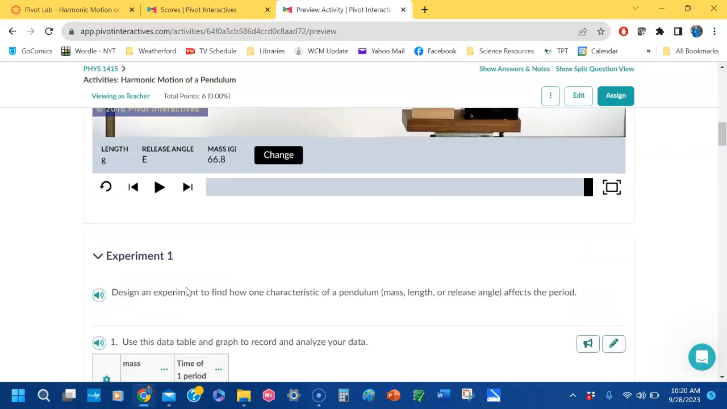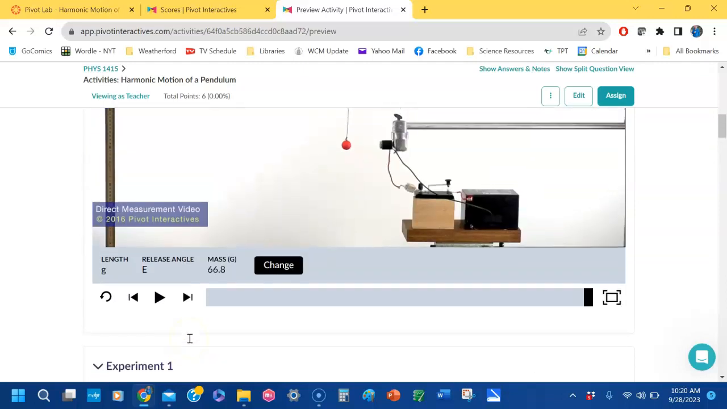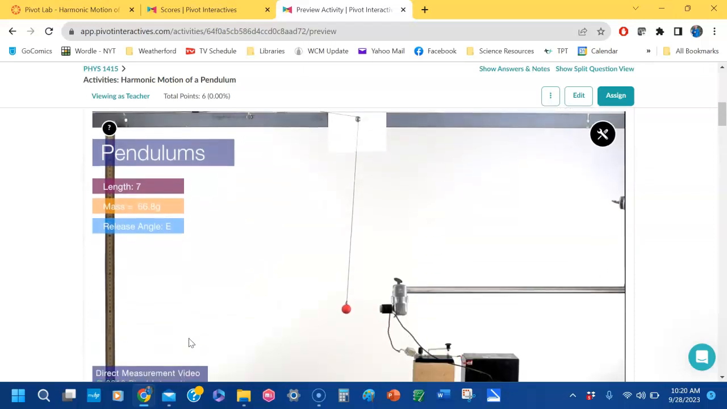Okay, now we already know that the mass for the first one is 66.8. All right, and now we're going to do our measurements.